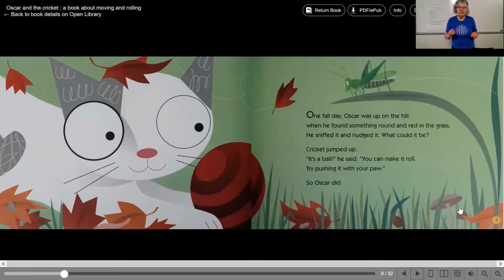He sniffed it and he nudged it. What could it be? Cricket jumped up. It's a ball, he said. You can make it roll. Try pushing it with your paw. So Oscar did.